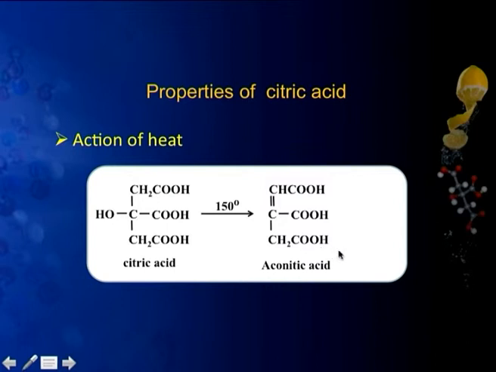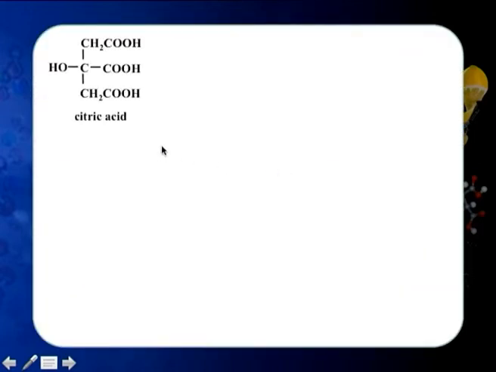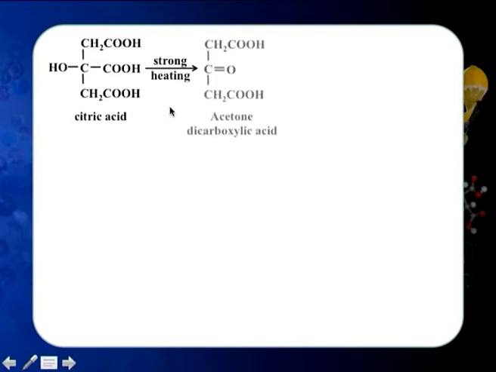So, this acid is called aconitic acid. But if we heat citric acid at high temperature, then two sequences of reactions begin and we get various products. On strong heating, one sequence of reaction is that one molecule of water and one of carbon monoxide is lost, and we get acetone dicarboxylic acid. This is the same product that was obtained on treating with fuming sulfuric acid also.